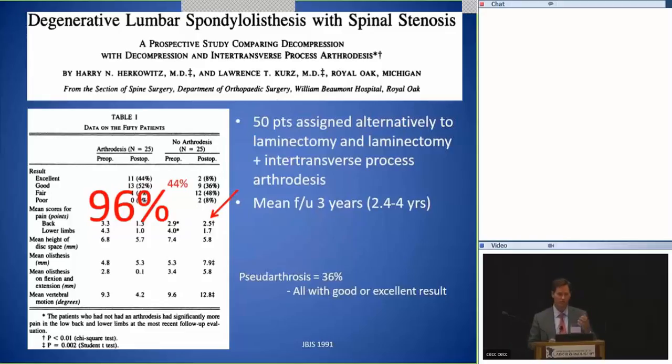So we started doing a decompression and fusion. Now, this is back in the day where not everybody used pedicle screws. There used to be a huge controversy about whether or not you put in pedicle screws or you didn't. There were lawsuits and everything else. So this is back before everybody got a pedicle screw.